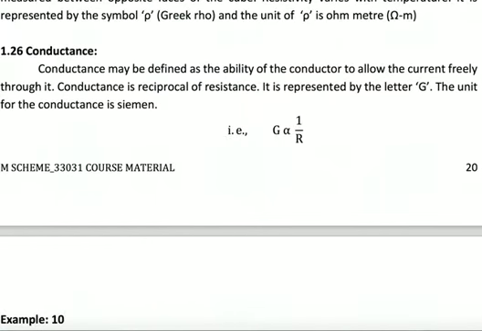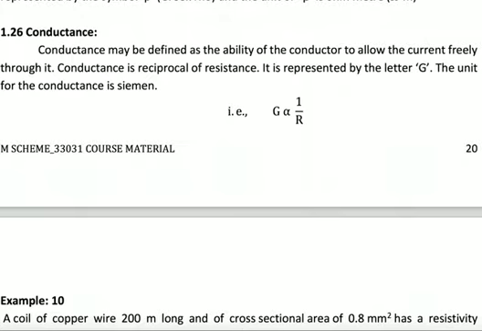Conductance may be defined as the ability of the conductor to allow the current freely through it. So conductance is the reciprocal of resistance and it is represented with the letter G. The unit for conductance is Siemens. That is, G is inversely proportional to R.